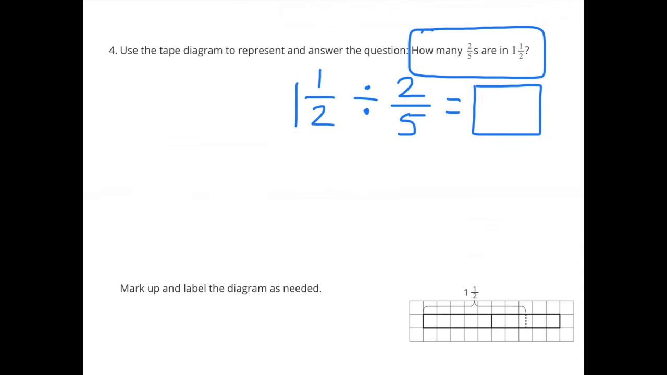Number 4. Use the tape diagram to represent and answer the following question. How many 2/5 are in 1 1/2? That's the same as 1 1/2 divided by 2/5. Mark up and label the diagram as needed.